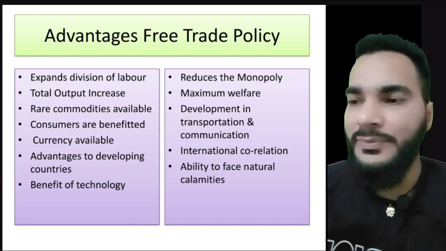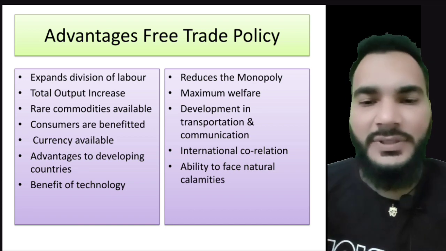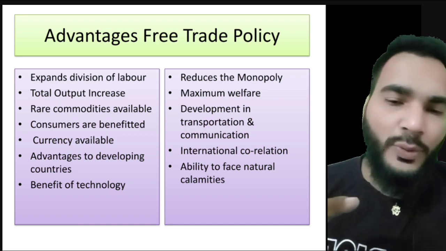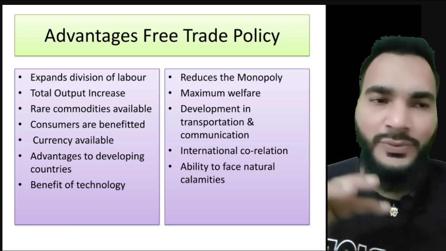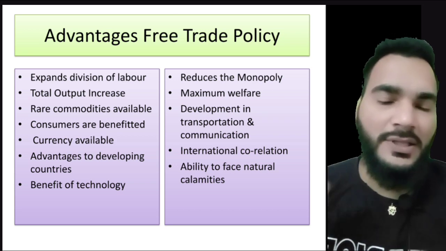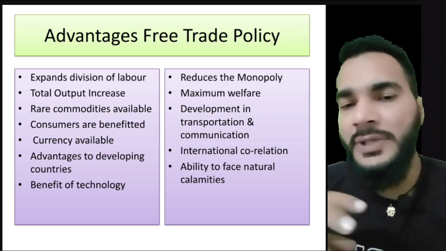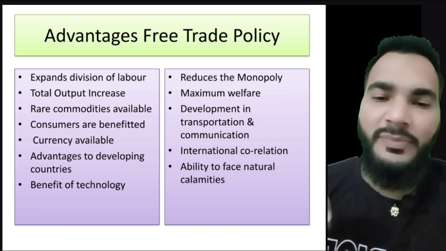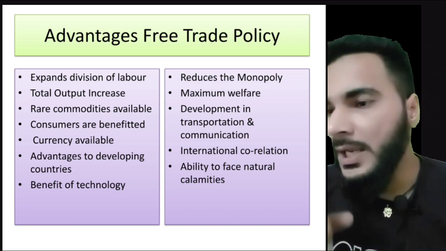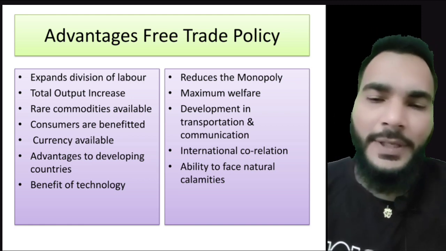Then we have maximum welfare. Welfare stands for customer benefit, as we discussed already. The customer would get each and everything at a very low rate, a very cheap price. As we know, there are no extra charges, no customs duties, no different taxes. So it would directly benefit the customer and the local public, so it will be very helpful for welfare as well.